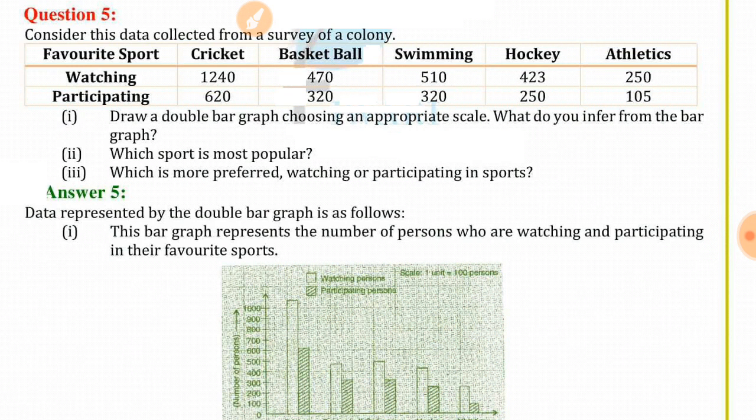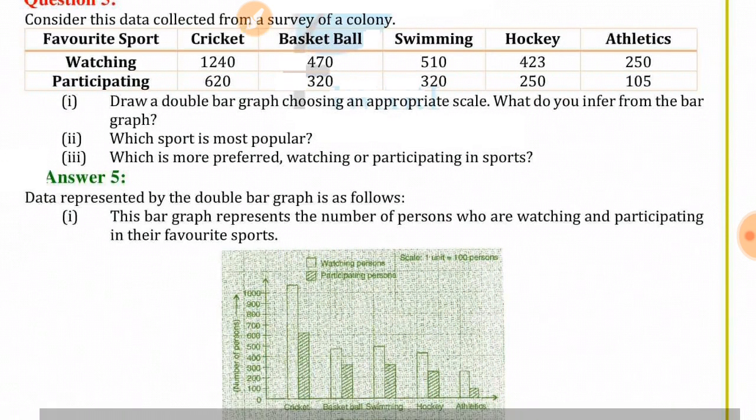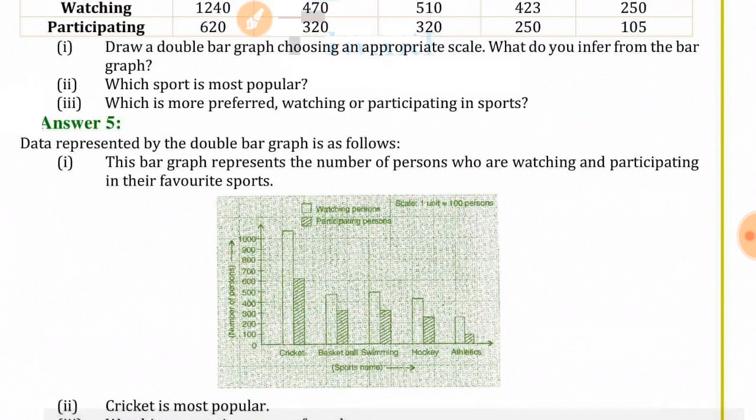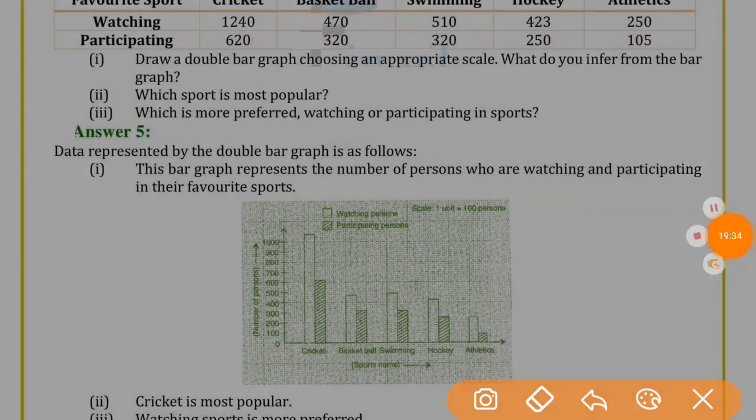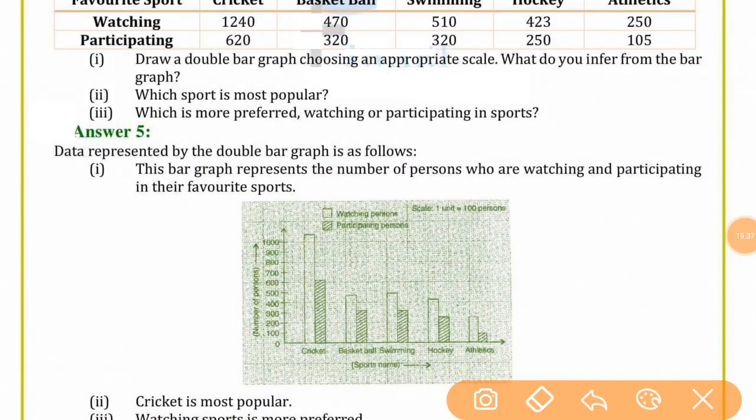So first draw the bar graph. Here cricket is 1240. See the numbers first before you choose the scale. The maximum number is 1240, so we have to choose the scale from 100, 200, 300, 400, like that.